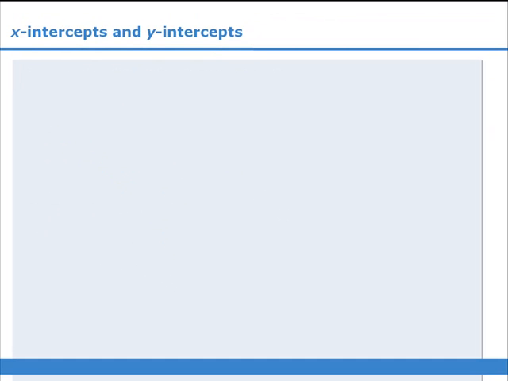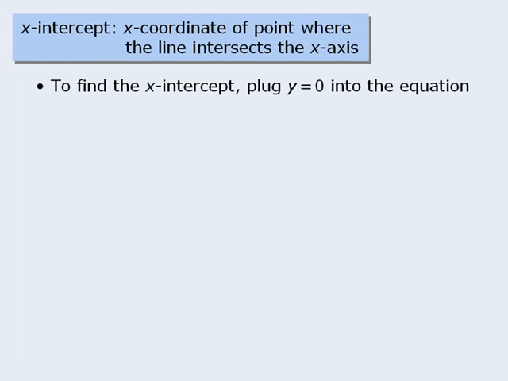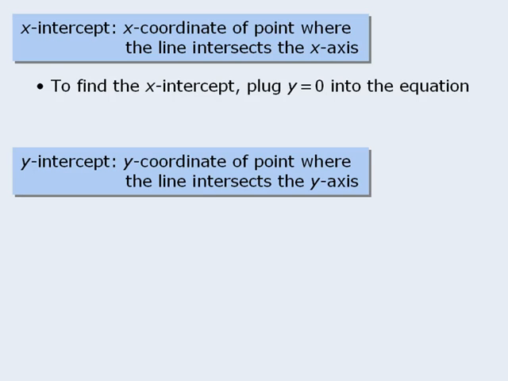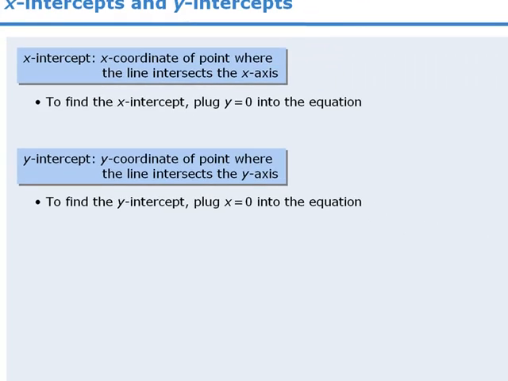Okay, let's summarize. In this lesson, we learned the definition of x-intercept, and we learned that we can find the x-intercept of a line by plugging y = 0 into the equation. We also learned the definition of y-intercept and how to find the y-intercept by plugging x = 0 into the equation.